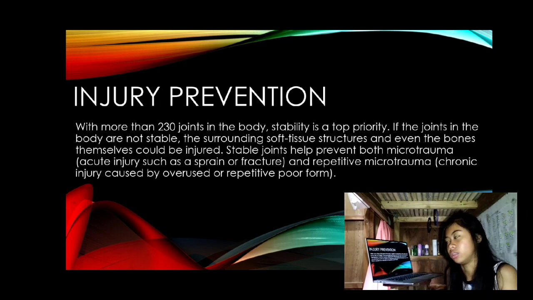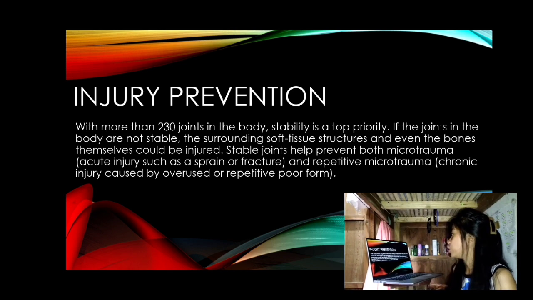Injury prevention. With more than 200 joints in the body, stability is a top priority. If the joints in the body are not stable, the surrounding soft tissue structures and even the bones themselves could be injured. Stable joints help prevent both acute injuries such as a sprain or fracture, and repetitive microtrauma, or chronic injury caused by overuse or repetitive poor form.